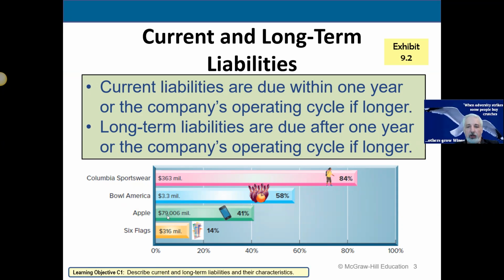So if we look at the chart below, you'll see that we have Columbia Sportswear, 84% of the characteristics, current and long-term liabilities. Under Armour, 58%. Apple, 41%, which means 59% equity. Six Flags, 14%. Okay, so not a lot of debt to go with that. All right, so if we're looking at our liabilities, it's a big ticket potentially, and that debt to asset ratio highlights how much debt the company has taken out to acquire those assets.